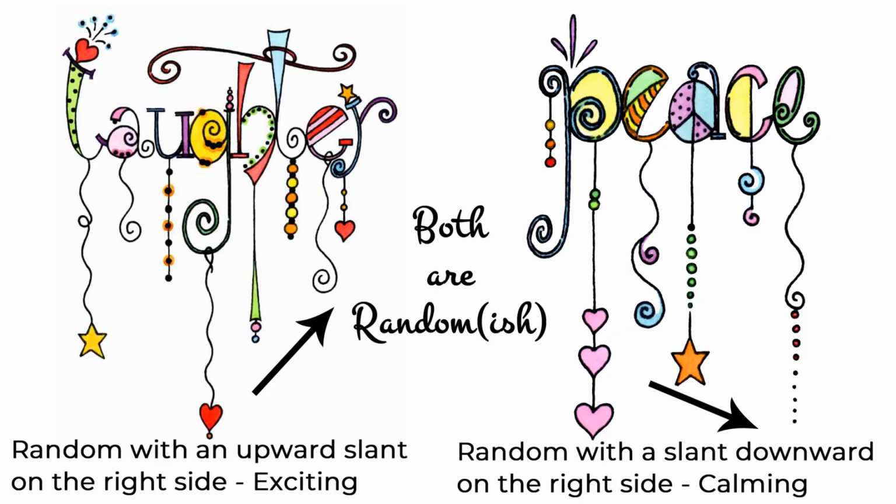Both of these are random. Laughter has an upward slant on the right side, which does about the opposite of the downward slant. It brings forth more of a sense of excitement, whereas peace on the right has a downward slant, so it's more calming. So when you're creating your dangles, and you could try this as an experiment, creating them deliberately with upward slants or downward slants on the right hand side, and see if you do get that kind of sense from it. Or just look at these, that's why I created them.